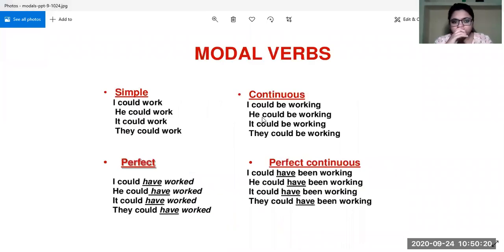Now, again, there is no change in the modal verbs with respect to the tense of the sentence. Okay, see, in the first sentence, it is written in simple present. So I could work. In simple present also, could is could. Then in the continuous, I could be working, just be is added with the modal auxiliaries. When the modal auxiliaries are used in continuous tense, then be is added.